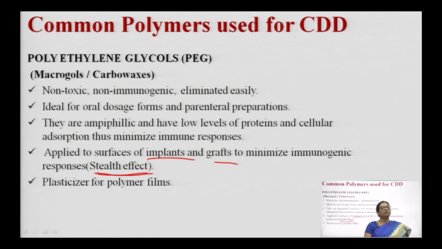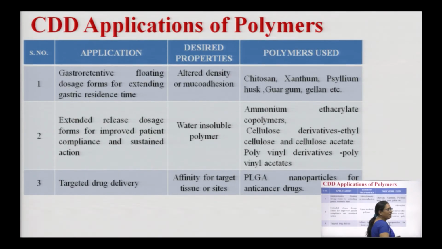Another important use of polyethylene glycols is as a plasticizer. In combination with other polymers, it is used as a plasticizer for preparing flexible thin films. Otherwise, if a plasticizer is not there in polymeric films, then these polymeric films will be brittle. So, this plasticizer basically imparts elasticity to the polymeric films. So, it is an important additive to other polymers which are used for coating or film forming applications.